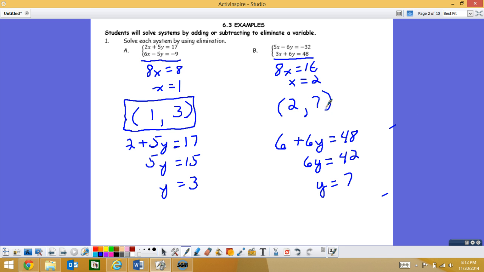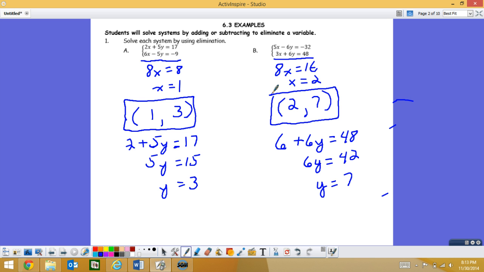And just to verify that this is true, I'm going to substitute 2 and 7 in for x and y respectively in both of these equations. So we have 10 minus 42 is negative 32, so it works in the top one. And 6 plus 42 is 48, so it also works in the second equation. So therefore, it is a solution.